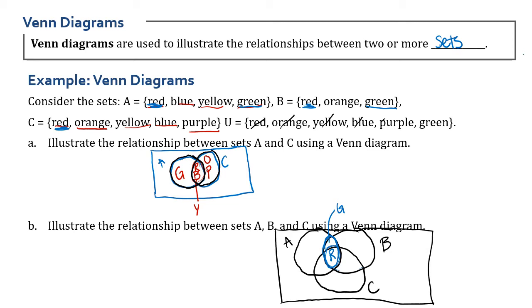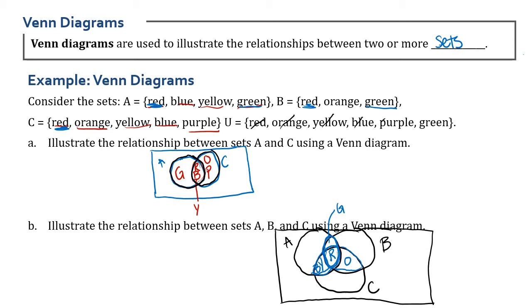If I look at this chunk here, this is where A and C overlap. I've already said red, so let's see where A and C also overlap, and we've said that's going to be blue and yellow. This chunk right here is going to be where B and C overlap. I've already counted red. So where else do B and C overlap? It looks like they have orange.